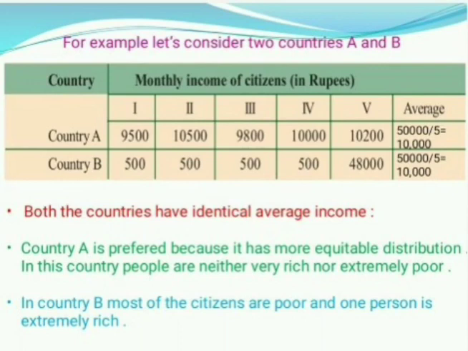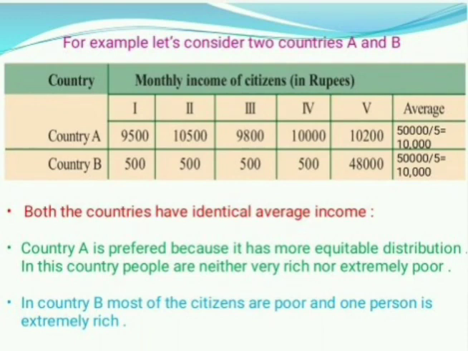Let us see one example. In this example, there are two countries, country A and country B. In country A, 5 persons are there. Their total income is 50,000 rupees. Per capita income is 10,000 rupees. In country B, also 5 persons are there. Their total income is 50,000. Per capita income is 10,000. Both countries have identical average income.